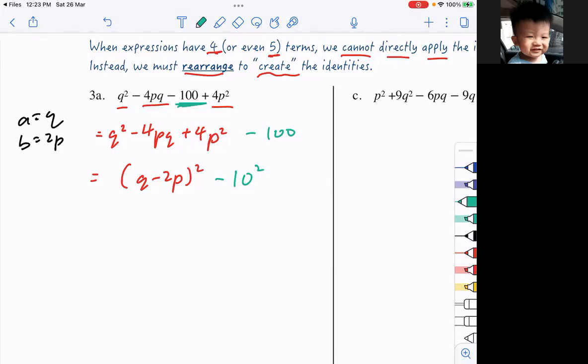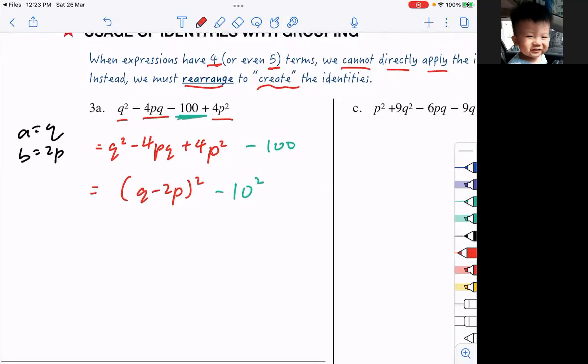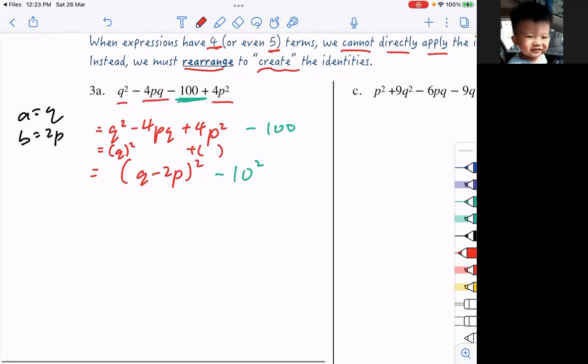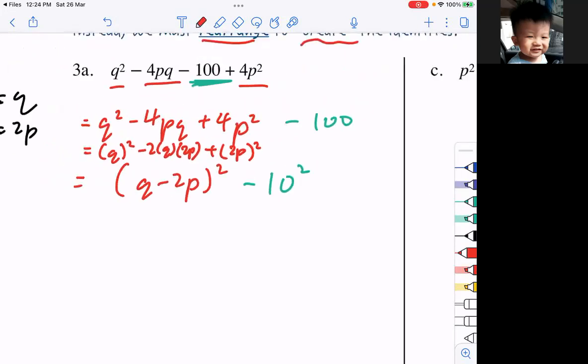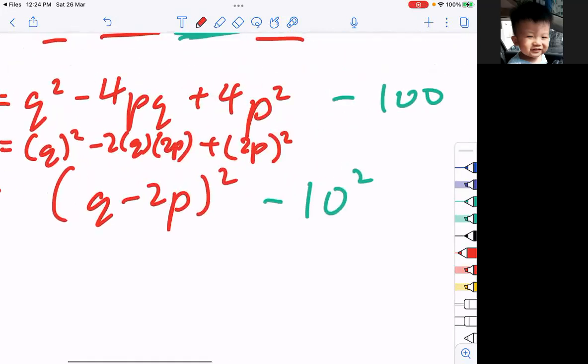I write this as... I write the last term as 2p. Then the middle I write as 2q. Sorry, 2p. Which is literally the second formula: a squared minus 2 times a times b plus b squared, which reduces itself to a minus b whole thing squared. That's it.